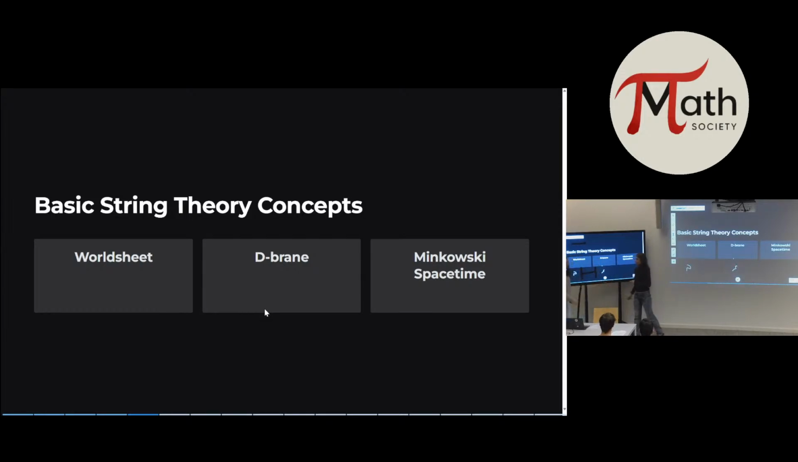And next is Minkowski spacetime. In my paper, I use this term a lot, but it's basically just a fancy term for D-1 spatial dimensions, and we also have one for time.